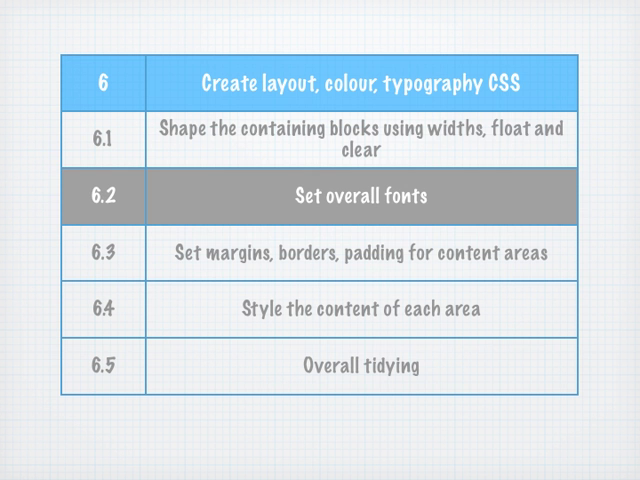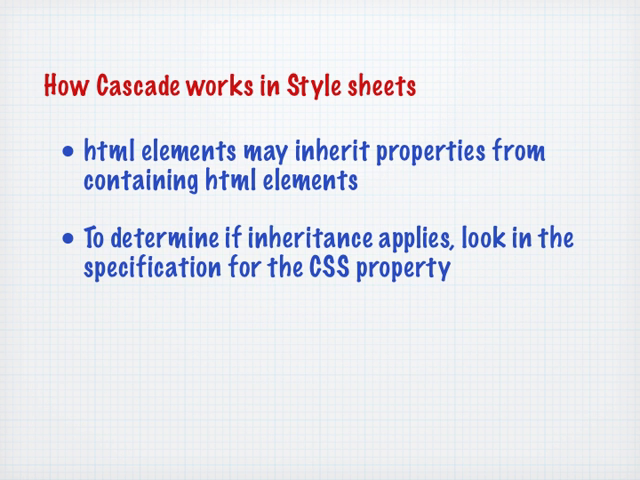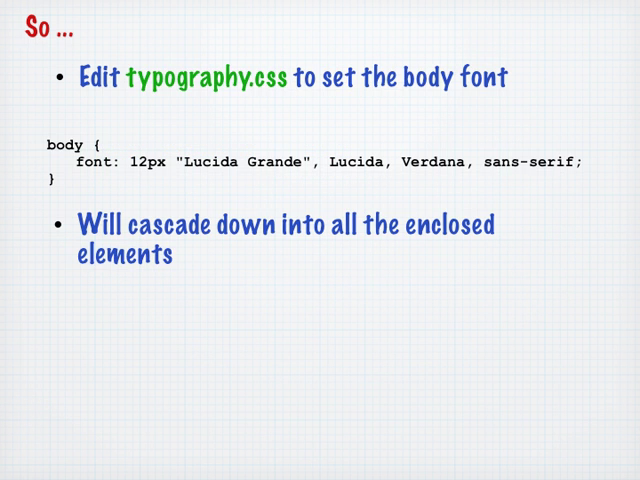So that was 6.1. 6.2 then is to do with setting the overall font. So we have a font file. Now obviously cascading style sheets have this concept of the cascade. So what we can do is apply a style to the whole body, and what will happen is that all the elements inside the page that are inside the body will inherit that font information.